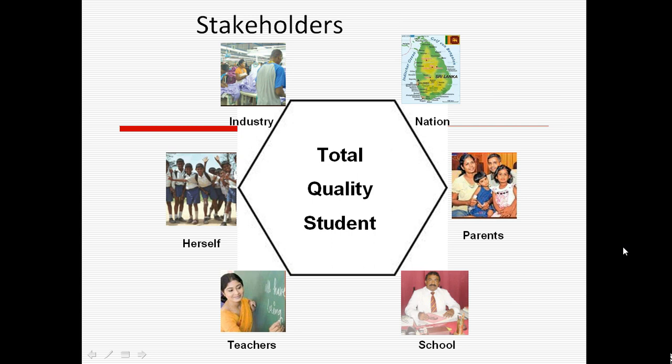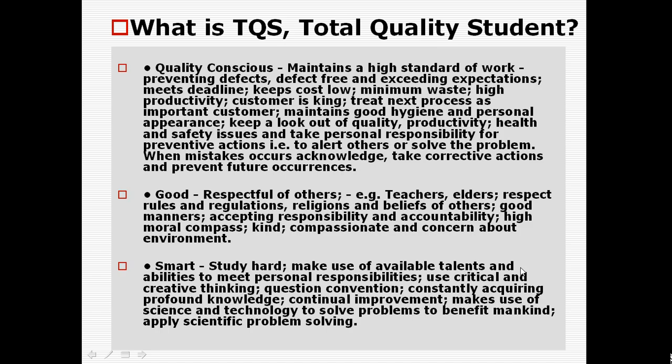These are the stakeholders that will be involved: the industry, the country, parents, the school principal, the school, teachers, and you yourself. I say herself here, it means also himself. This is generic, to develop the total quality student. What is a total quality student? There are only three main factors. These three main areas will define what a total quality student is.